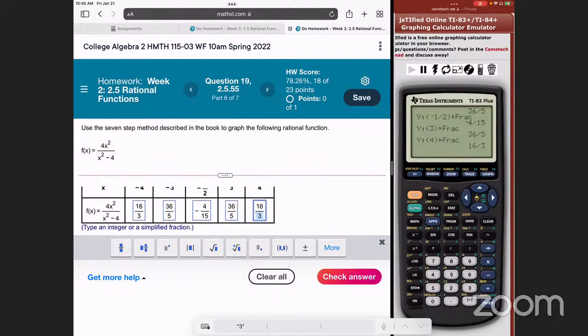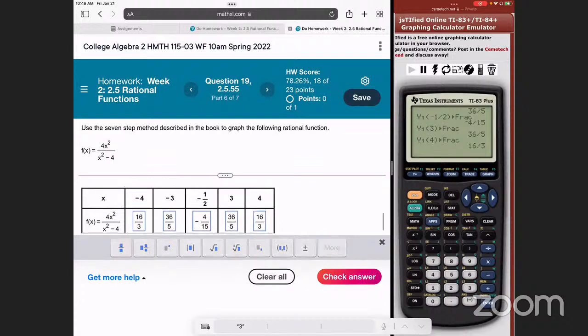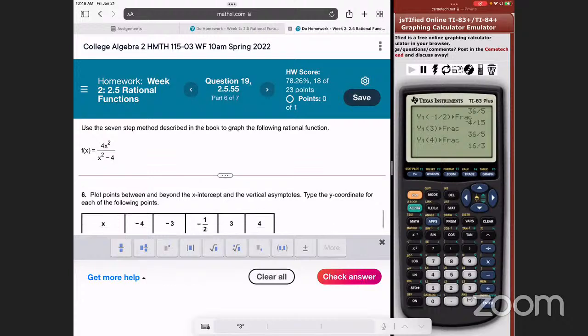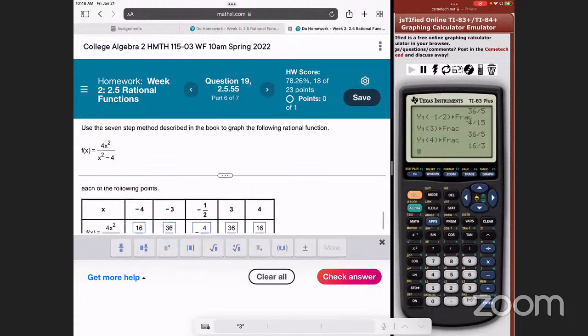Oh, no, I didn't even use the symmetry, right? So I think we said it had y-axis symmetry. So whenever we get a point on the left, we automatically get a point on the right. When x was -4, that also gave us the point when x was 4. When x was -3, that also gave us the y value when x was +3, right? So we chose a few additional points between the x-intercept and the vertical asymptotes.